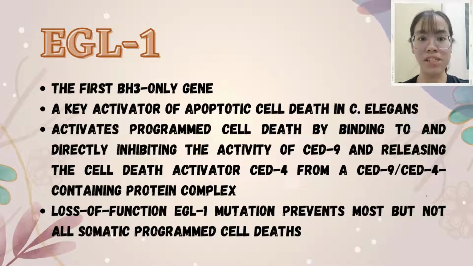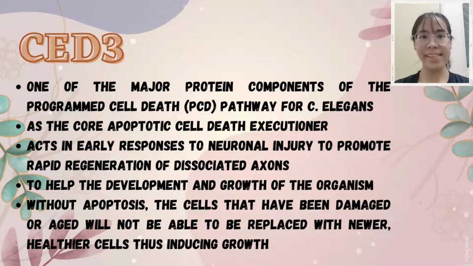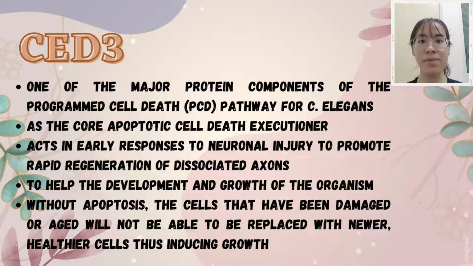Loss of function EGL1 mutation prevents most but not all somatic programmed cell death. Next, I will talk about the CED3 gene. The CED3 gene is one of the major protein components of the programmed cell death (PCD) pathway for C. elegans. It acts as the core apoptotic cell death executioner.